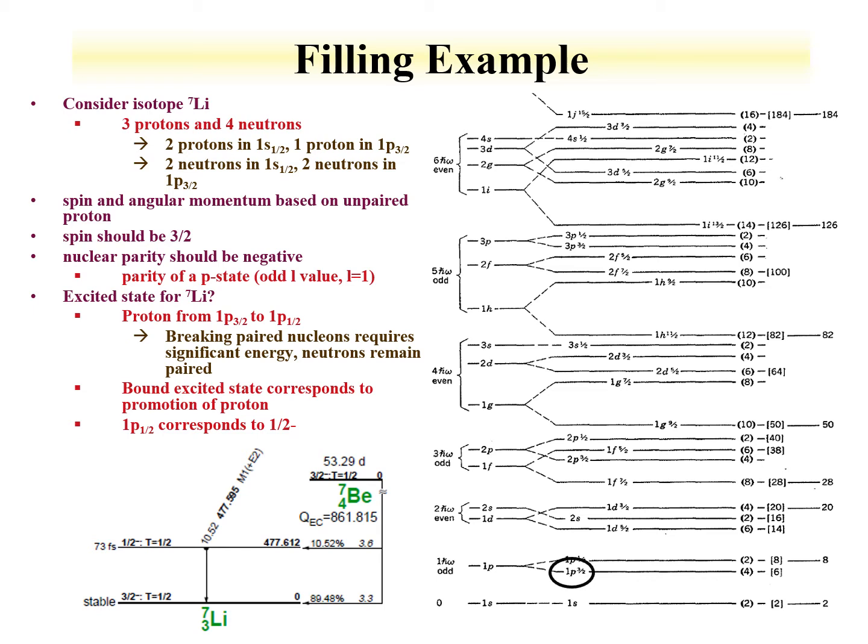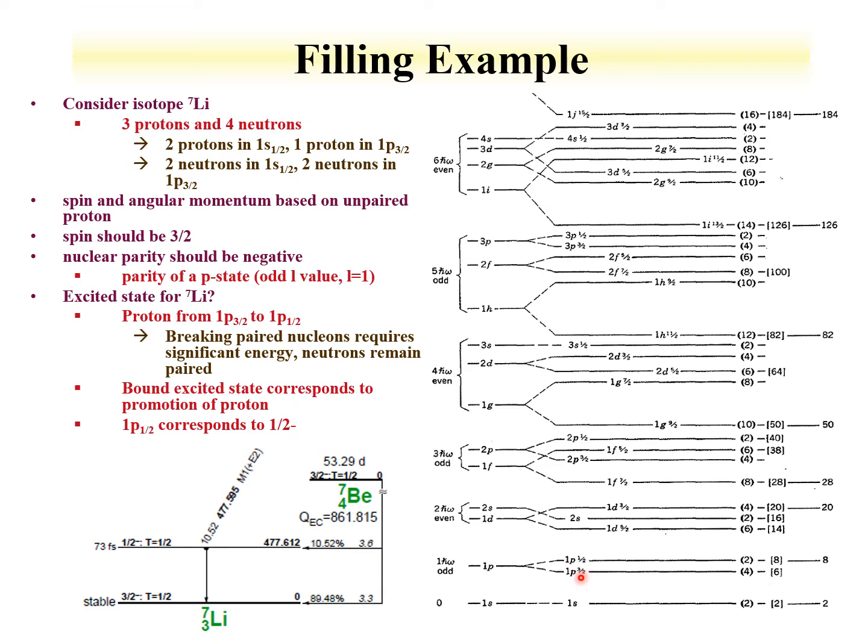We see here this is the state that it occupies, and the 1p 3/2 correlates to the 3/2 minus ground state. The excited state, shown here of lithium-7, is 1/2 minus. So the question is, if I have an excited state, I can either take the unpaired proton and excite it, or split one of the paired neutrons and excite one of those. It's much easier for the first excited state just to take the unpaired nucleon and excite it.